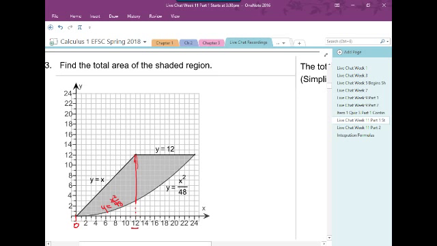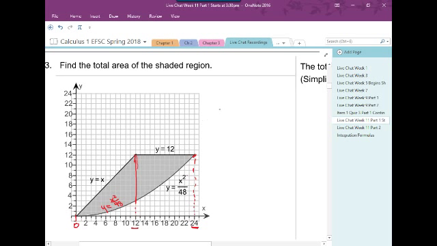And then from the x value 12 up until the x value 24, we have a different pair of functions bounding the shaded region. On the top, we have the line y equals 12. It's a constant function. And on the bottom, we have the other, y equals x squared over 48 again.